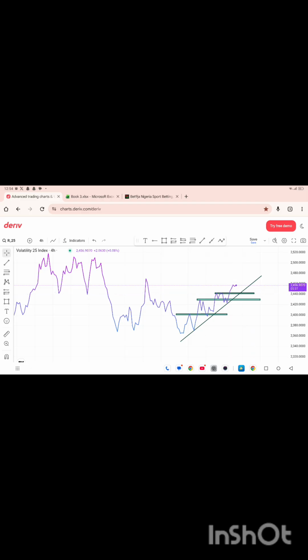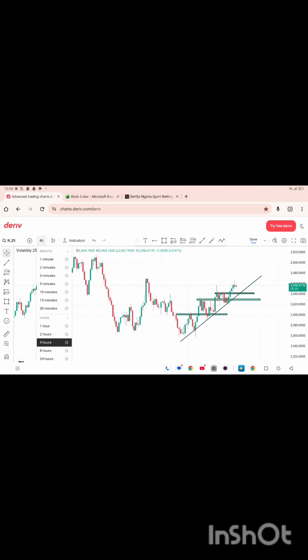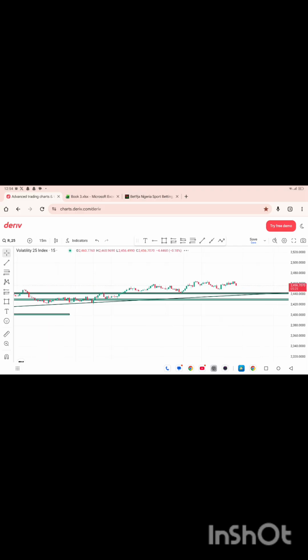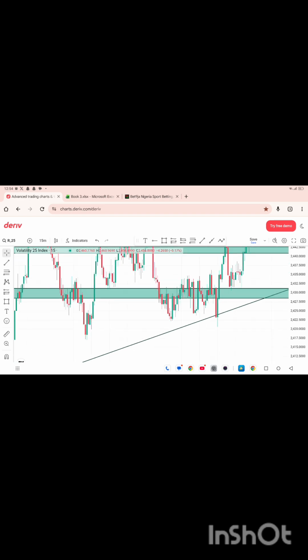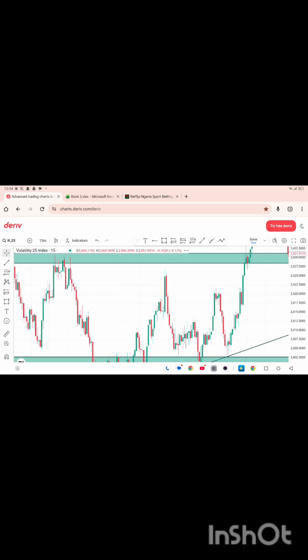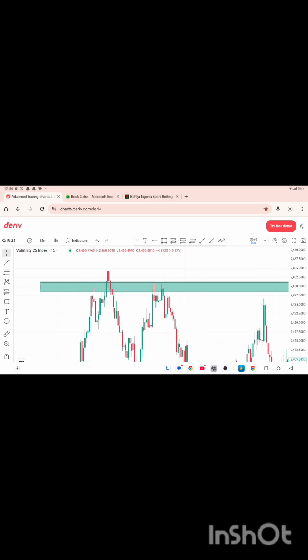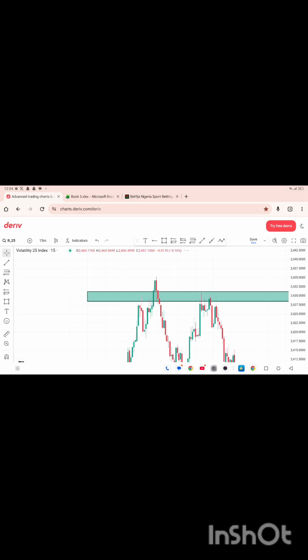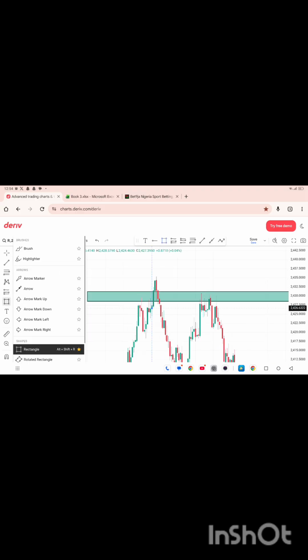Have you seen it? So once you mark it out like this, you go back and change it to your candles chart so that you can see it clearly. And when you do this, you move to your 15 minutes looking for your entry. So you can see now, this is what happened here. The market has been creating resistance on this zone.